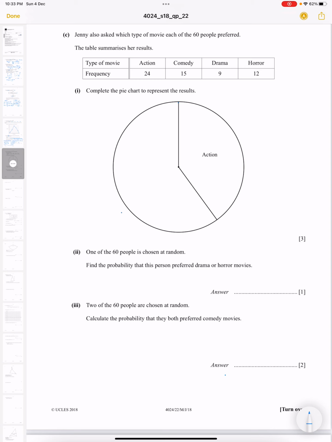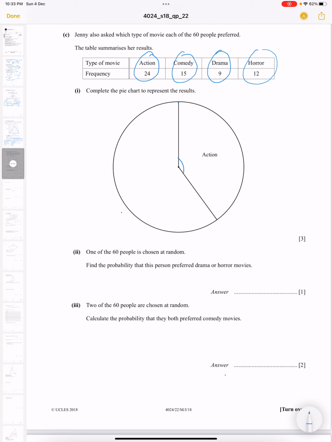Jenny also asked which type of movie each of the 60 people preferred. The table summarizes the results. These are action movies 24, comedy 15, drama 9, horror 12. We have to complete the pie chart to represent these results. A pie chart for action movies, which are 24 people, is shown.